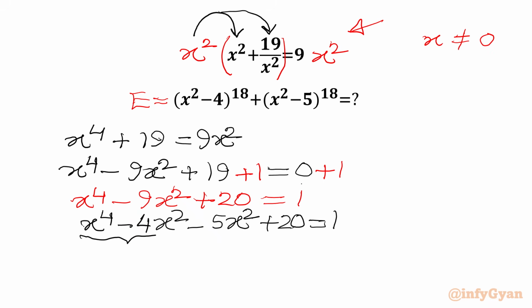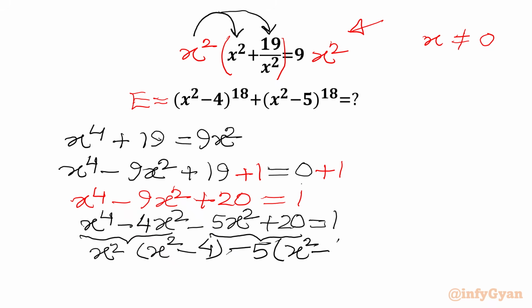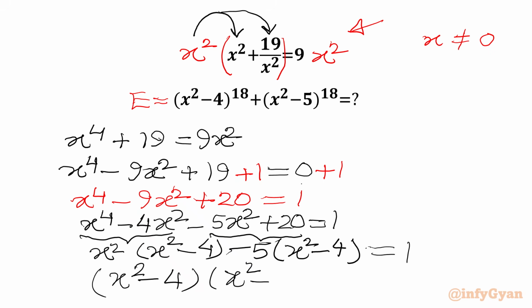From first two terms we can take x square common. So in bracket there would be x square minus 4. From next two terms we will take minus 5 common. So in bracket we will get x square minus 4 equal to 1. Now we will take x square minus 4 overall common. So we have x square minus 4 times x square minus 5 equal to 1.